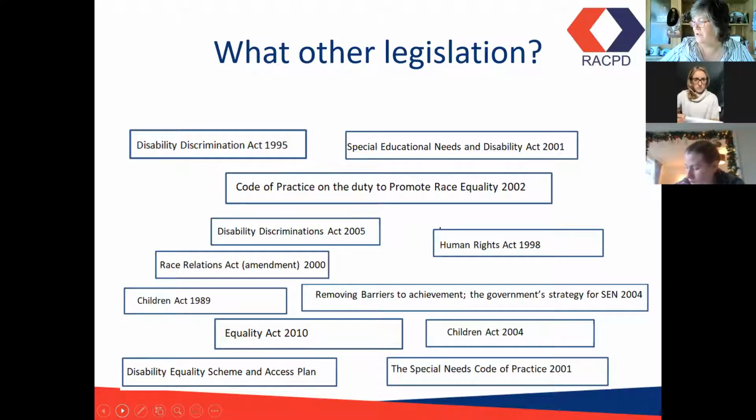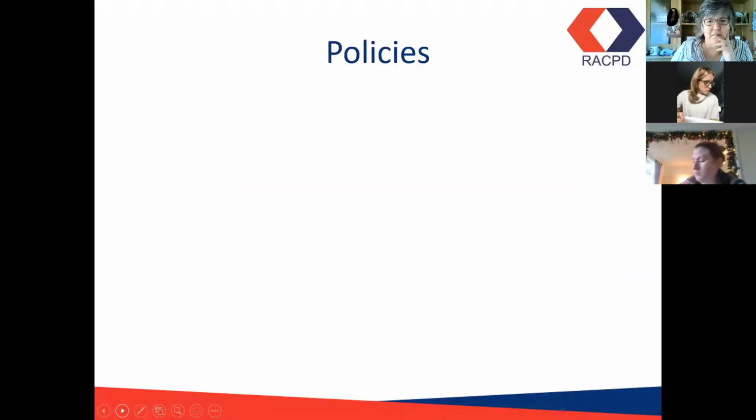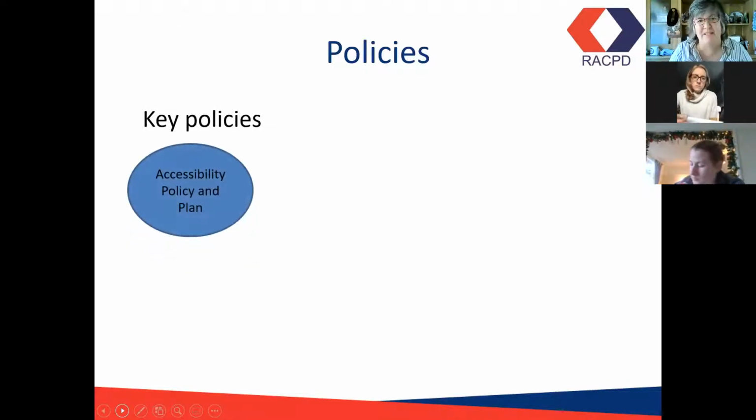And then from that legislation comes the policies that we have at school. So key policies, as you can imagine, are the accessibility policy and plan. I just mentioned that's looking at how accessible the curriculum is to everybody, how accessible the building is, access to things like PE, outside play, all those sorts of things come under that policy.